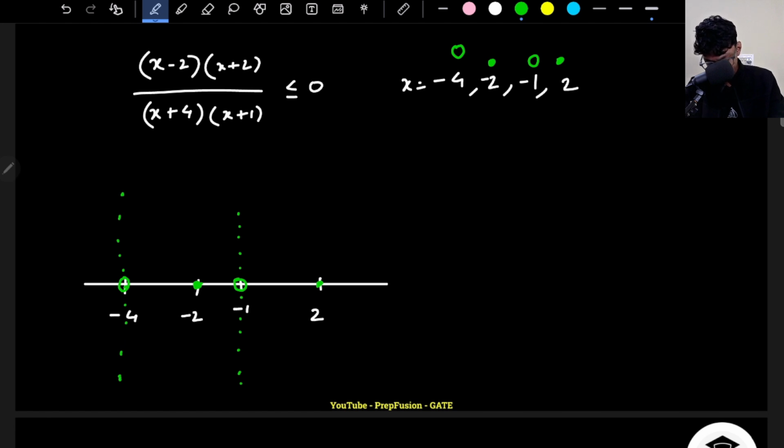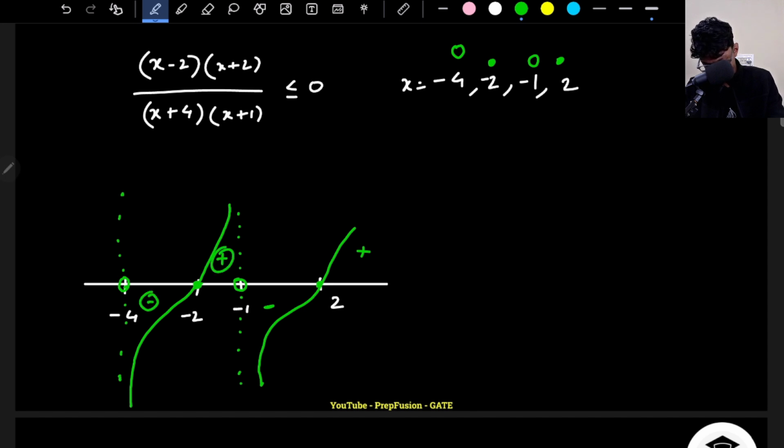So here if I choose any value x greater than 2, everything will be positive, so I will get a plus here. Then I am encountering an odd powered critical point, so my sign will of course change, and it will go towards negative infinity. Just left of minus 1 it will go towards positive infinity, and again my sign will change at minus 2, and just on the right of minus 4 it will go towards negative infinity: plus, minus, plus. And on the left of minus 4 it will go towards positive infinity, and it will remain at that value.